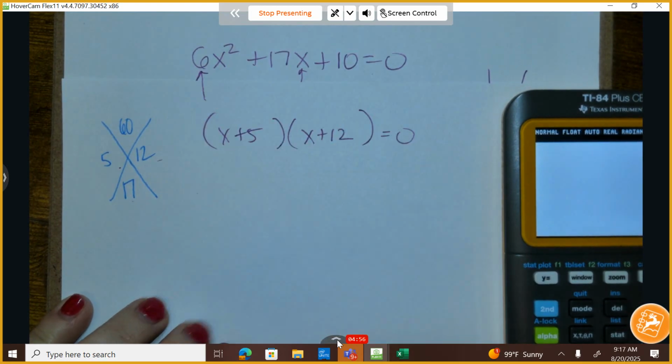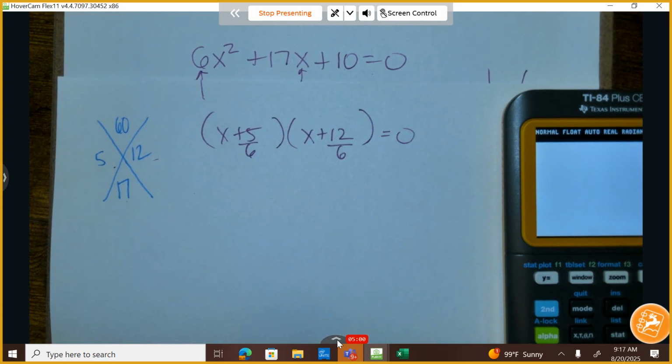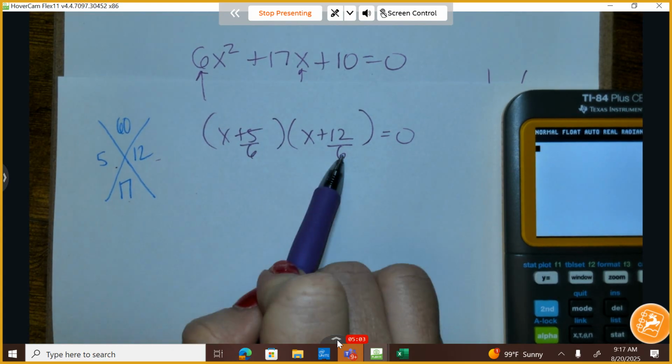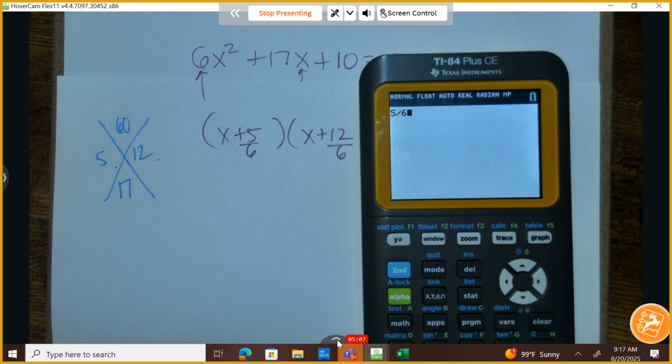Now, I always have to go up to the leading coefficient. I'm going to put that underneath both values. And then I want to ask myself, can these fractions be reduced? Now, I'm just showing in a calculator how you can test that. Please take 5 divided by 6.